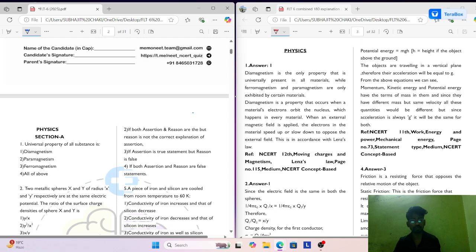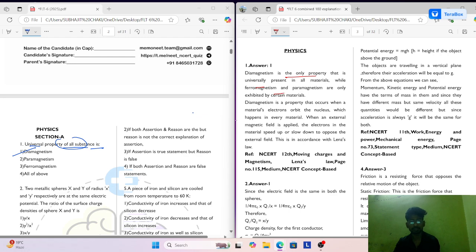Without wasting any time, let's get into the questions that were asked. The first question is about the universal property of all substances. As we all know, the universal property of all substances is diamagnetism. Why diamagnetism? Diamagnetism is the property that is universally present in all materials, rather than ferromagnetism or paramagnetism.